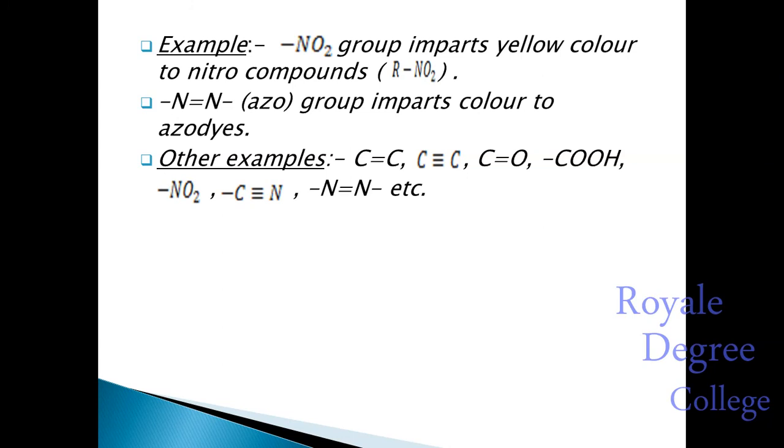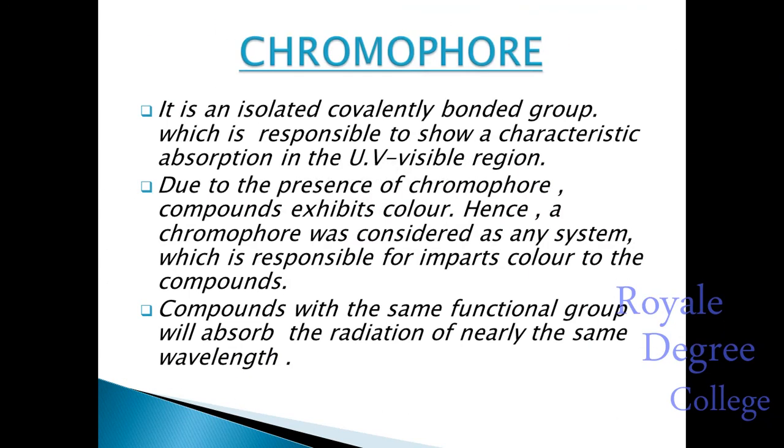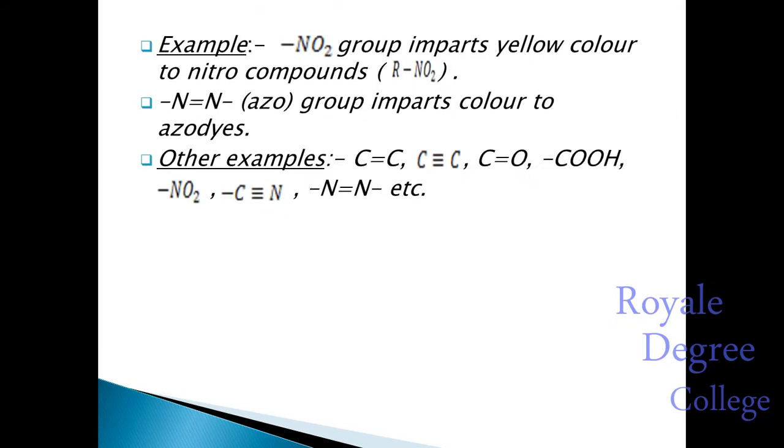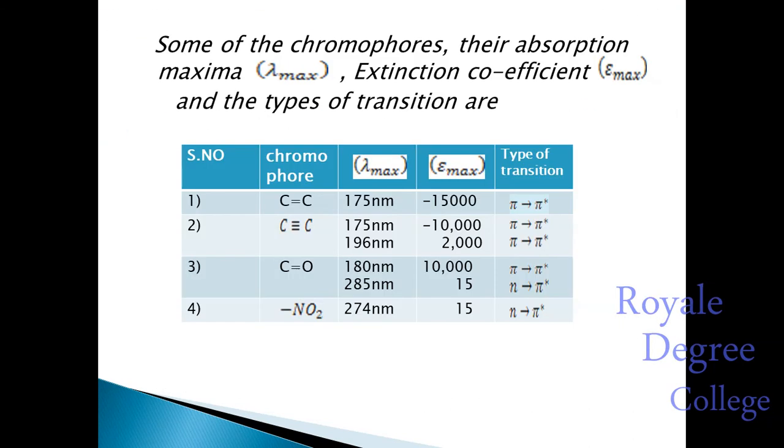Example, the NO2 group imparts yellow color to nitro compounds. N double bond N, that is the azo group, imparts color to azo dye. Other examples are C double bond C, C triple bond C, C double bond O, COOH, NO2, C triple bond N, and N double bond N, etc. All these are the examples of chromophores. Some of the chromophores, their absorption maxima, that is lambda max, extinction coefficient, epsilon max, and the types of transitions are given in this table.